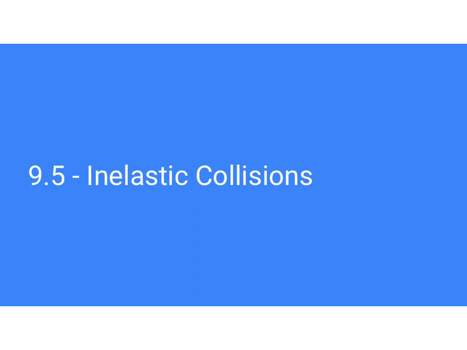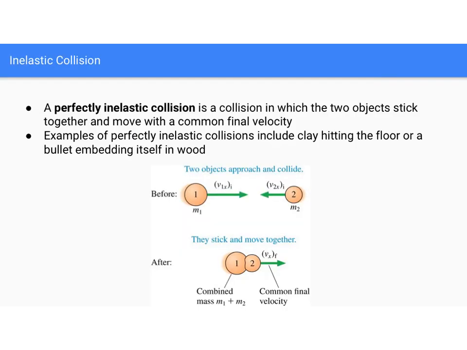So 9.5 is about inelastic collisions. And I did talk about these in conservation of energy, but these are the hit and stick collisions. So an inelastic collision is a hit and a stick, which means that the objects move together with one shared common final velocity. So we're going to take a look in this section at how we quantify that.